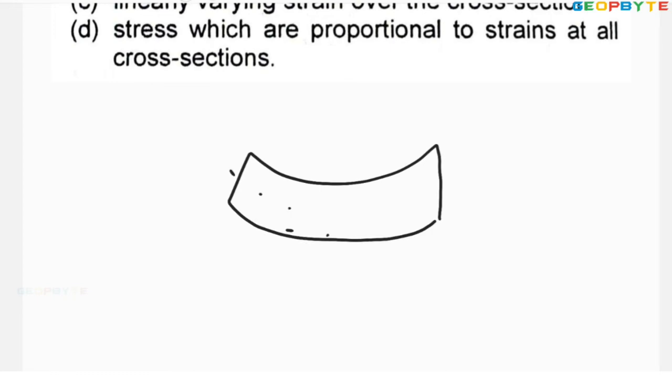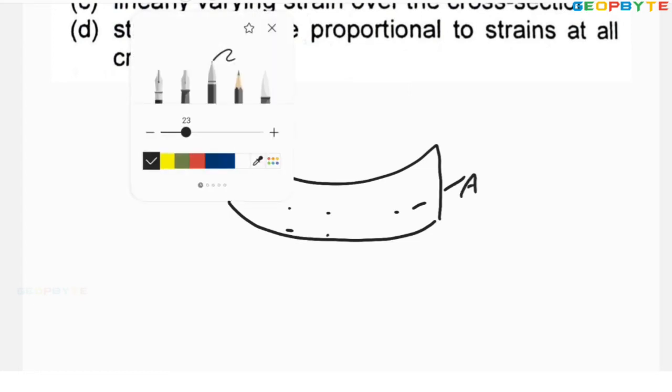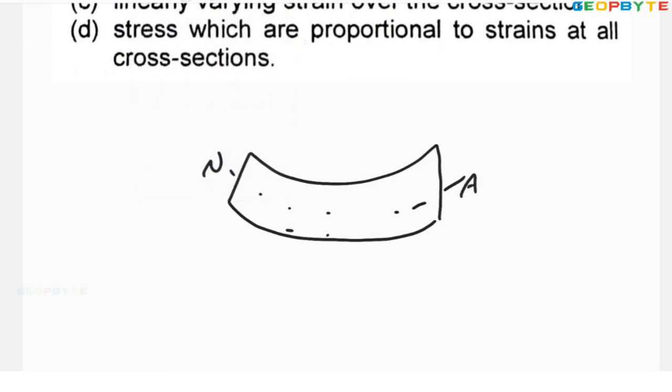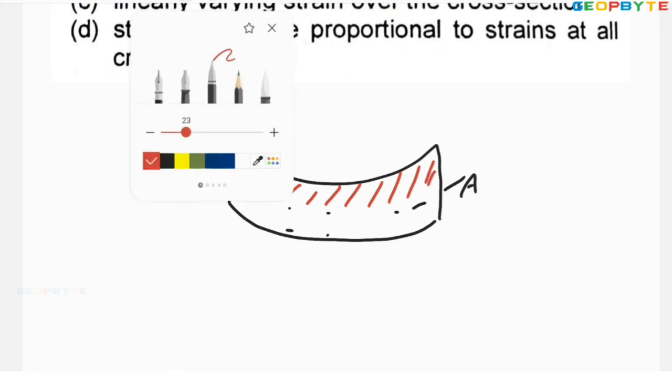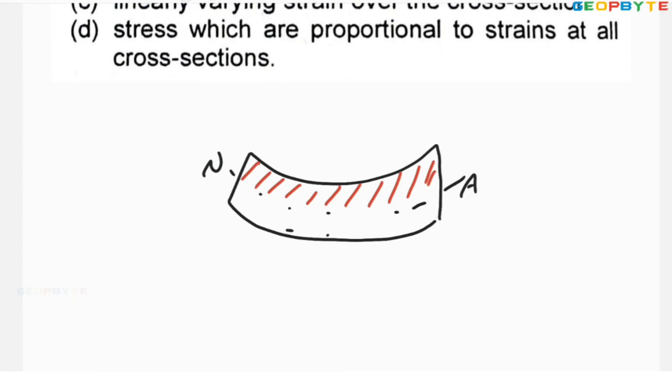If you take the bending moment after the beam is bent, this may be the beam, this may be the neutral axis. All the layers above the neutral axis, for this case, all the layers above the neutral axis are getting compressed, and all the layers below the neutral axis are extended.